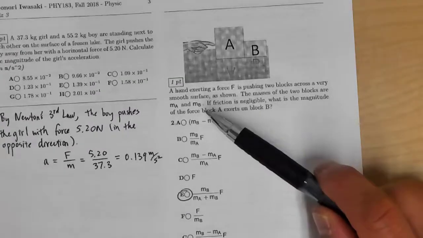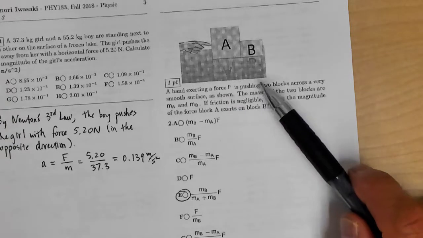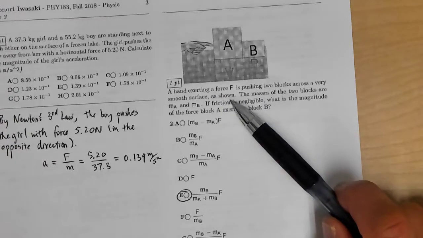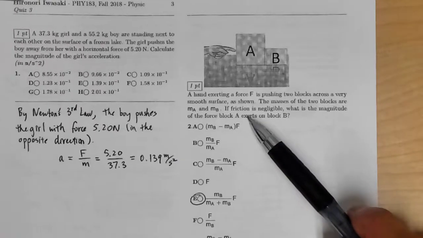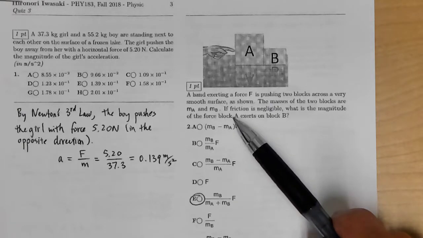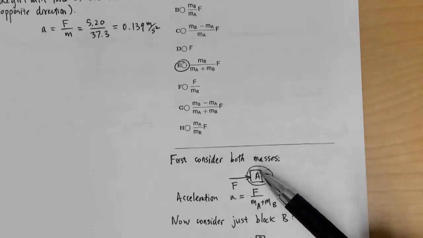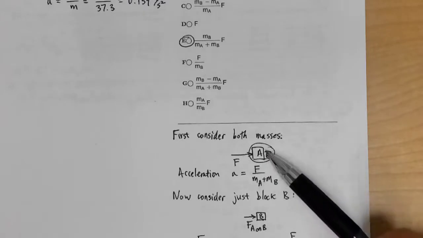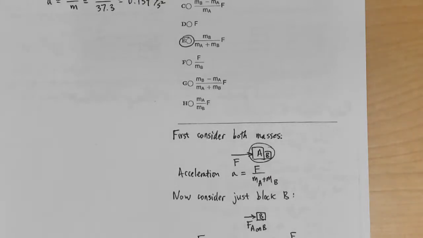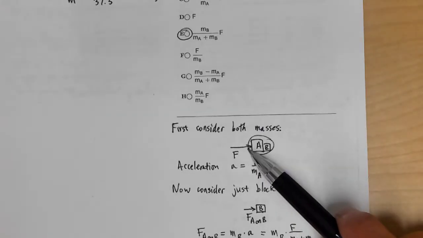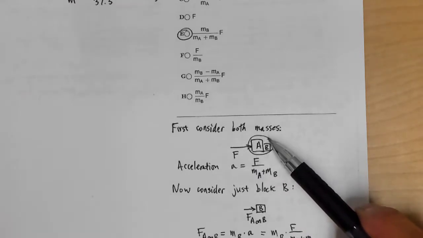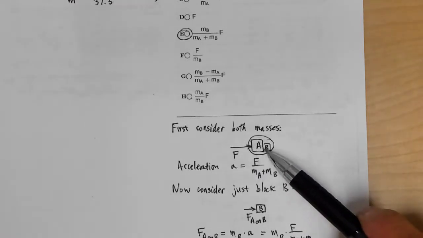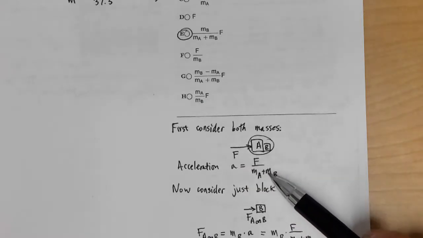Next problem. A hand exerting a force F is pushing 2 blocks across a very smooth surface as shown. The masses of the 2 blocks are MA and MB. If friction is negligible, what is the magnitude of the force block A exerts on block B? First, we're going to consider both masses together to get the acceleration, because that will be necessary. The net force in the horizontal direction will just be F, the force that the hand exerts, and the total mass will be MA plus MB. So acceleration is F divided by MA plus MB.